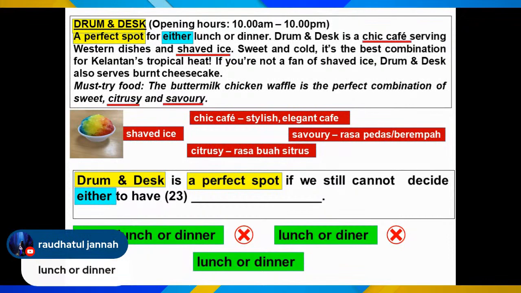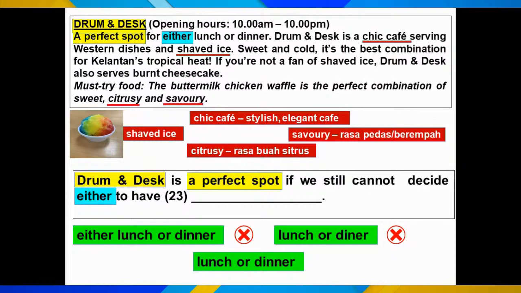The majority answered lunch or dinner. Good. Good report from you. Now let's continue. See, spelling. Yes, we call the spelling correct. So be careful with the spelling. The spelling matters. Can we move on to question number 24?